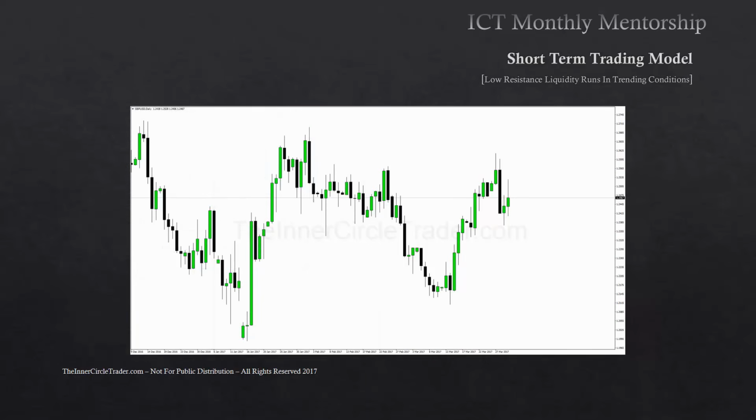Okay, for our case study for liquidity runs in trending conditions, we're going to be looking at the pound again. And this time we're going to be looking at a different fractal of the larger consolidation. So we're going to be looking at a smaller segment of this price action. And because price is universally fractal, what could be a consolidation on one time frame can be a trending environment in another.